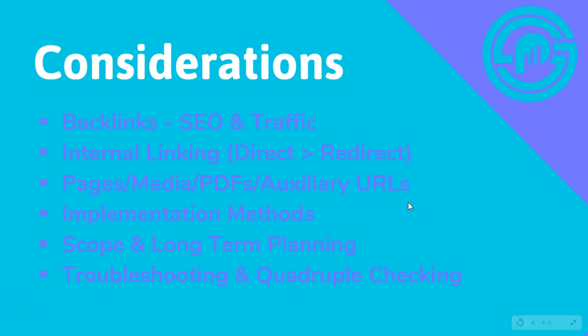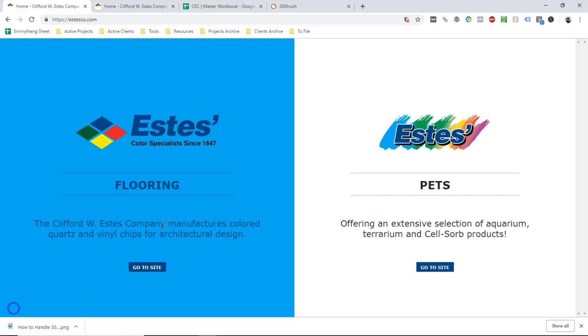Now I'm going to start getting into live examples. So this first client is Estes Co, and their site is already built on WordPress, somebody's custom built theme for them. And right off the bat, when you go to the home page, they split up their traffic. So they're already messing up as far as the SEO goes. But there's various reasons why that's a bad idea.